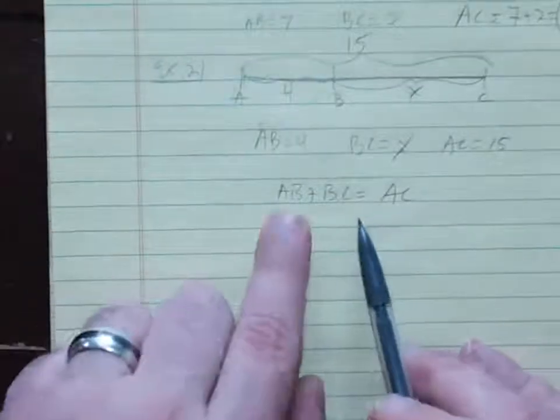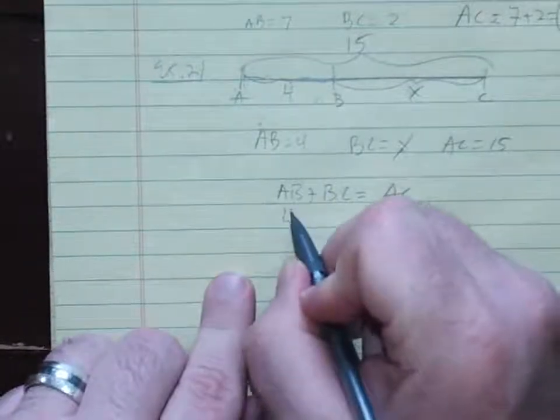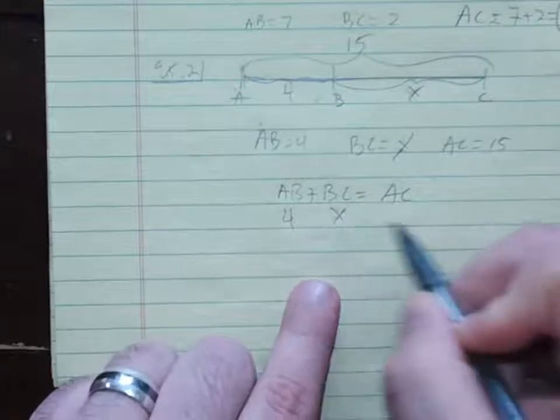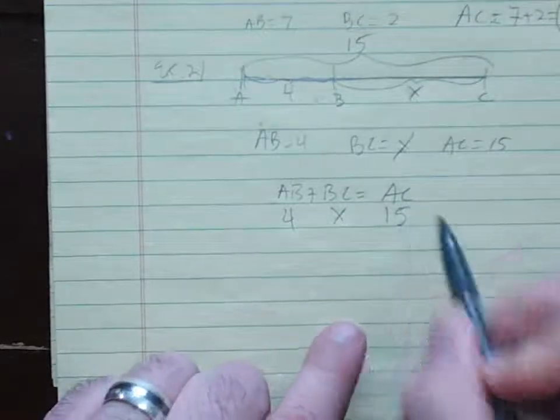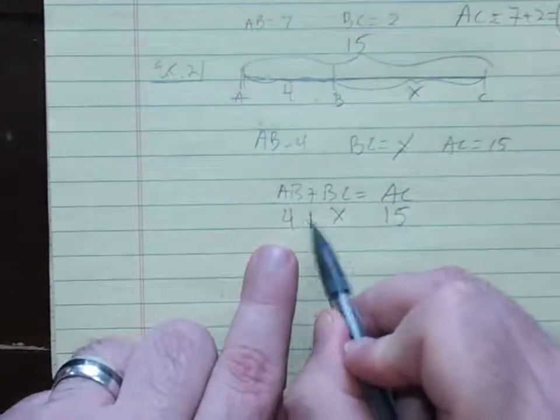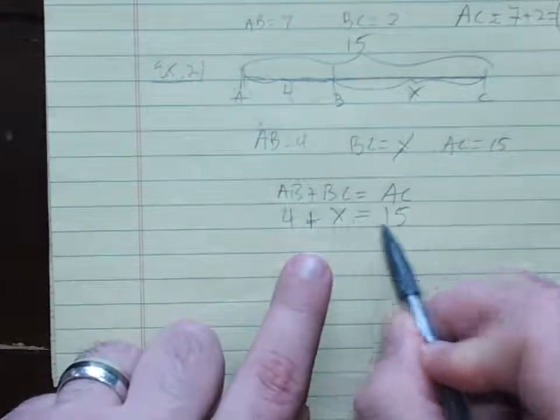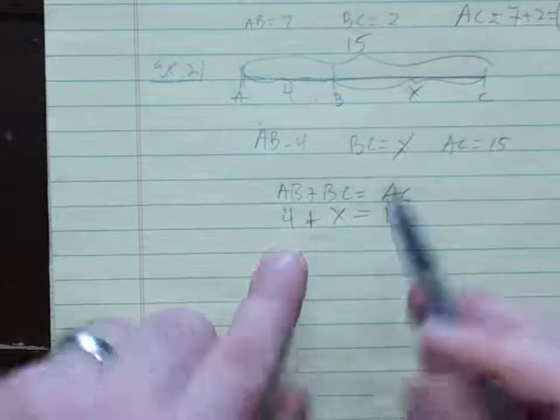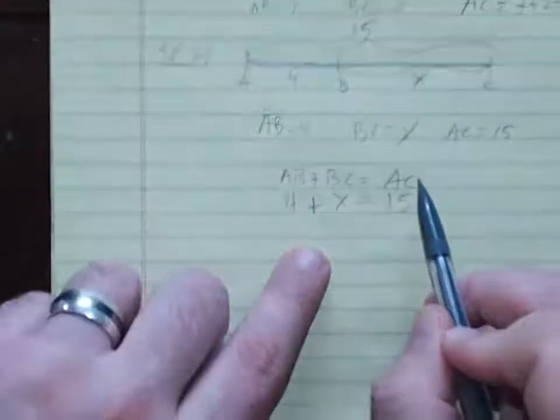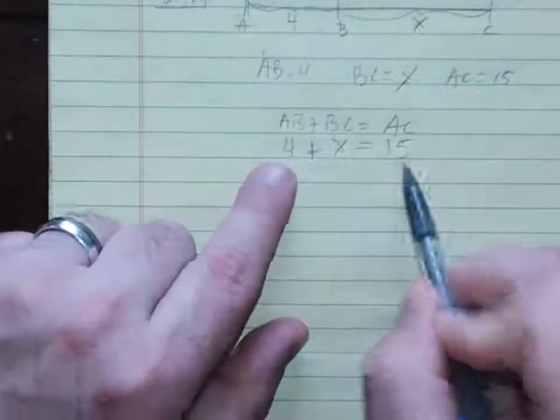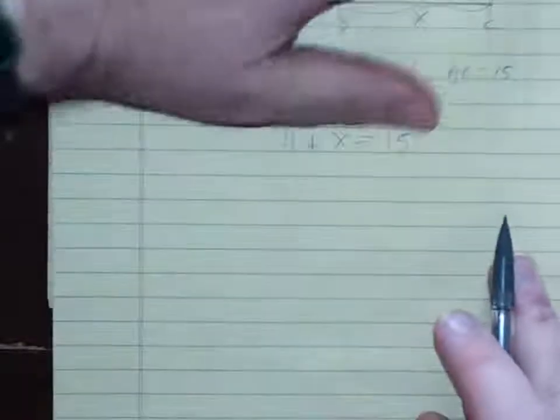I can do the same thing here. We know that AB is 4. We know that BC is X. We know that AC is 15. And we know when we add AB and BC, what we get is AC. So we know, based on this relationship, that when we add 4 and x, we get 15. Now we have an equation.